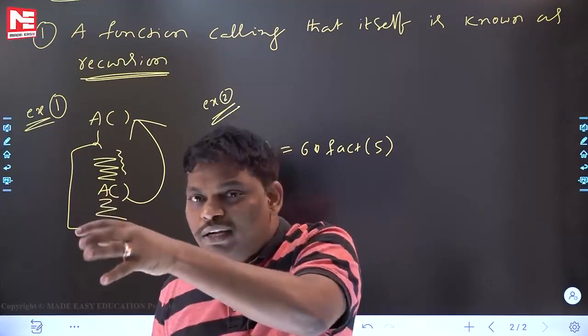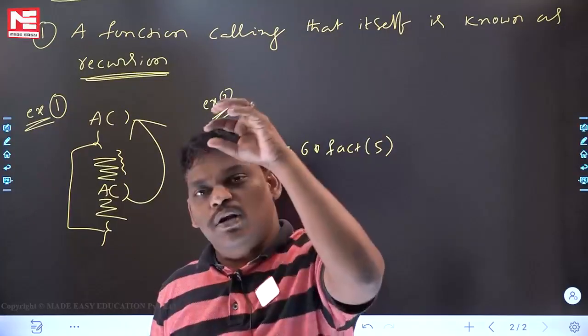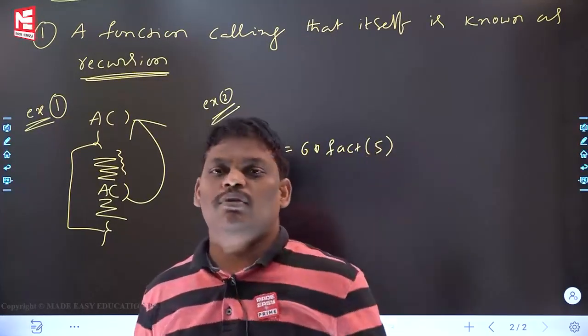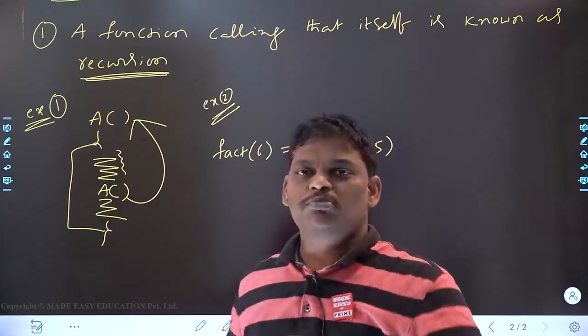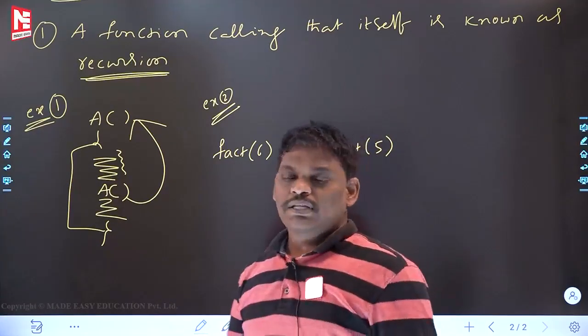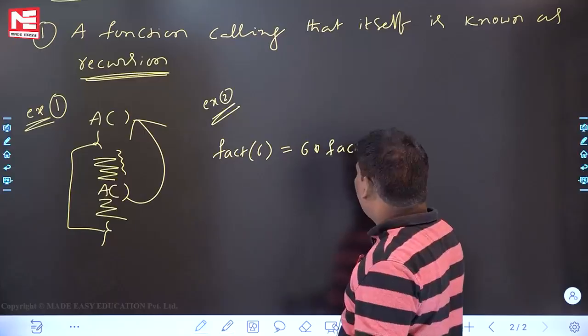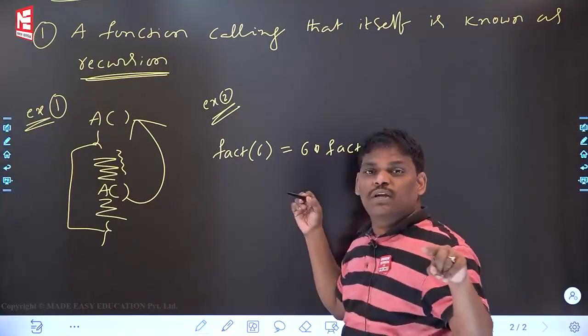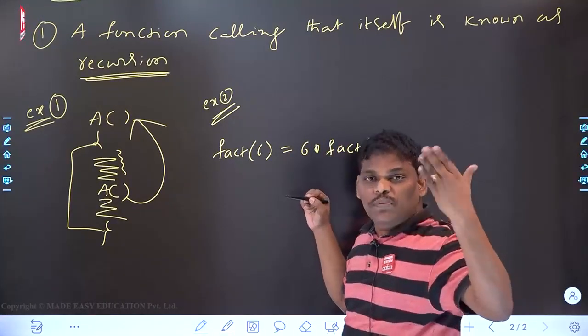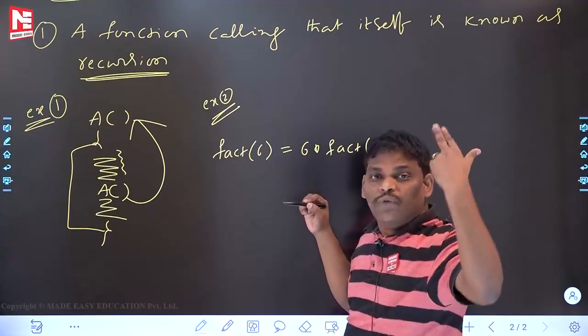If you know at least the factorial of 5, then factorial of 5 into 6 gives you the factorial of 6. Instead of saying I don't know, this may be a better idea. Some people are asking me, sir, if I know the factorial of 5, I will multiply by 6 and factorial of 6 will come, that is okay. But suppose I don't know the factorial of 5 also.